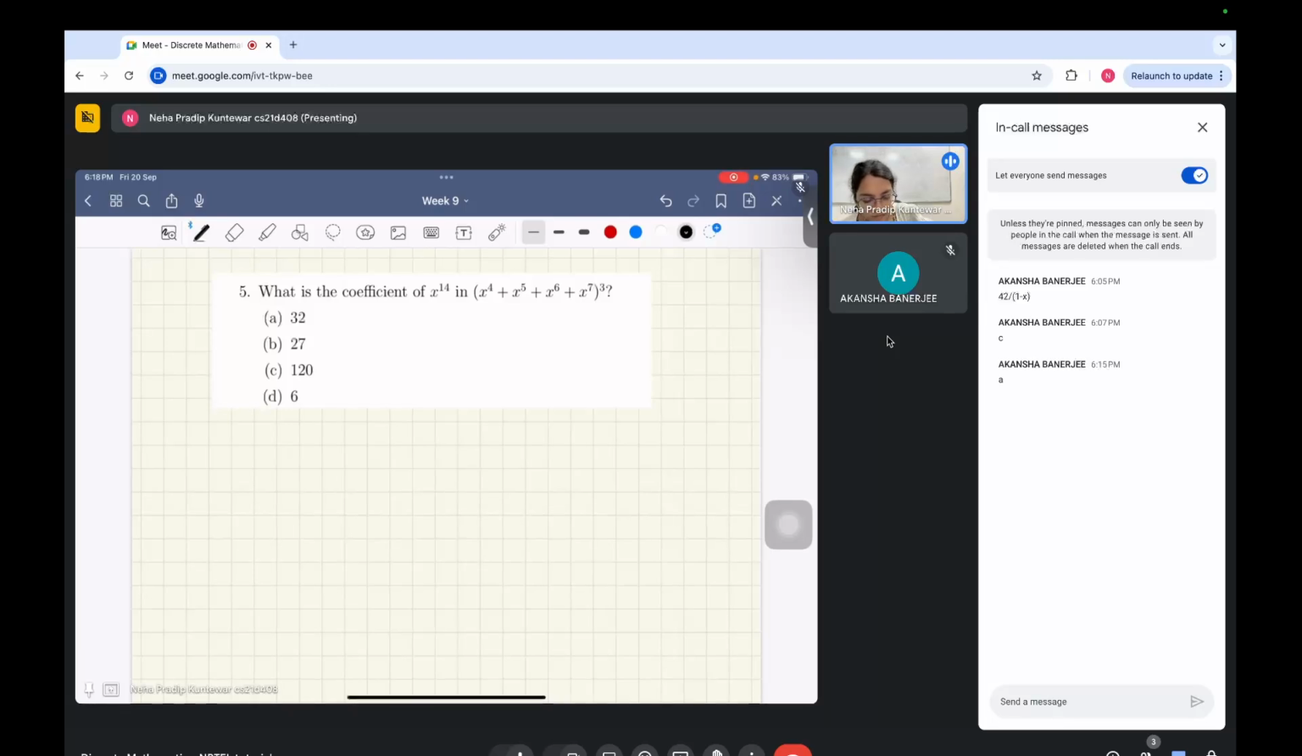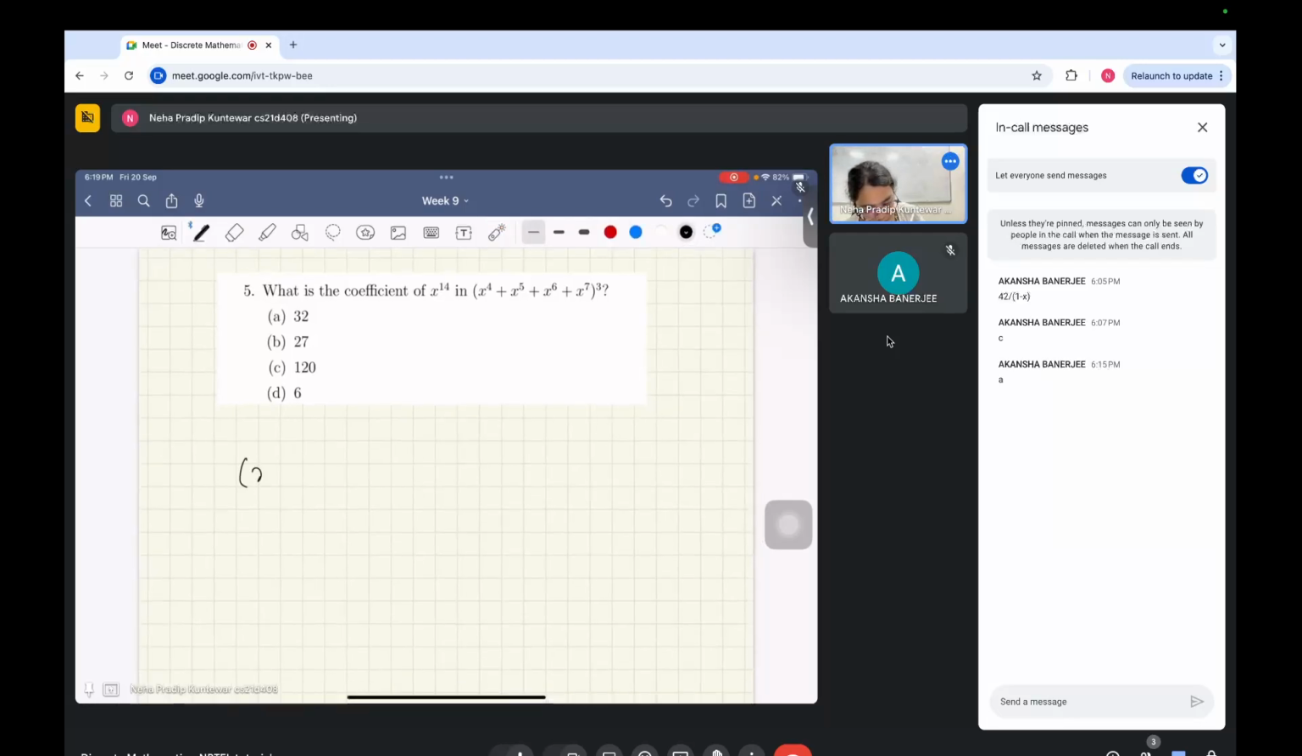And so let's look at the next question. You are given this polynomial, and you want to find the coefficient of x to the 14 in this. So maybe try this out once.